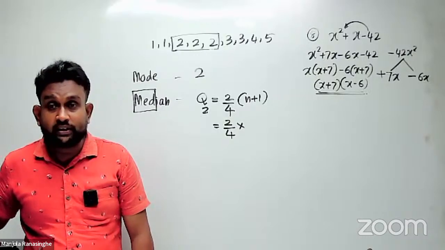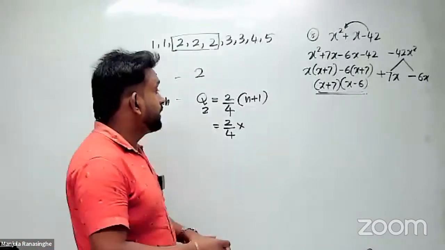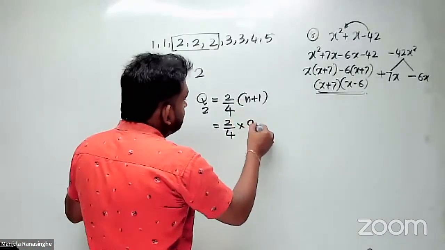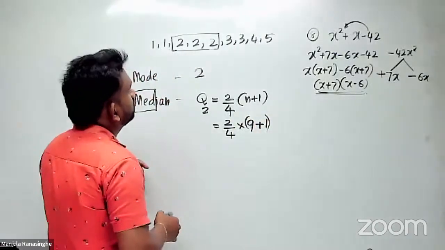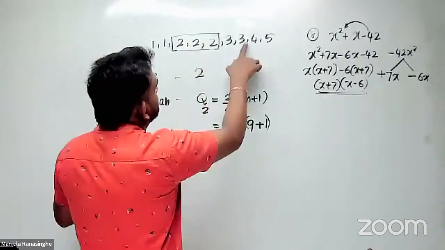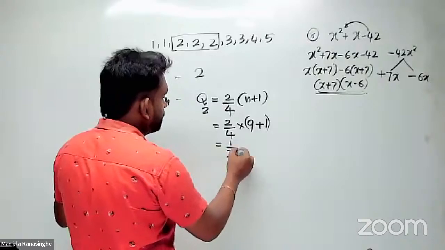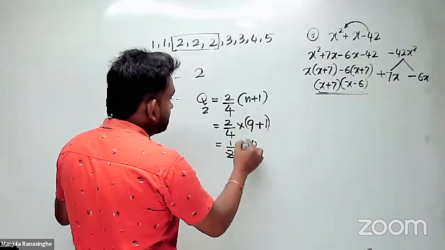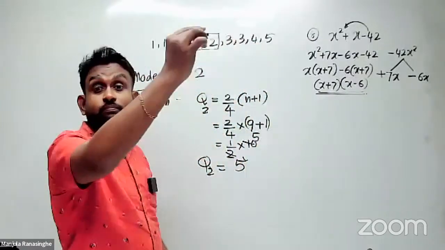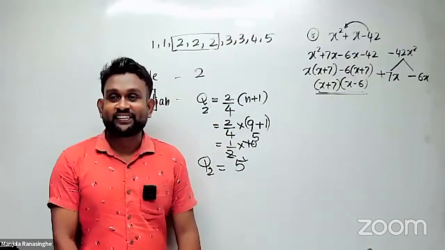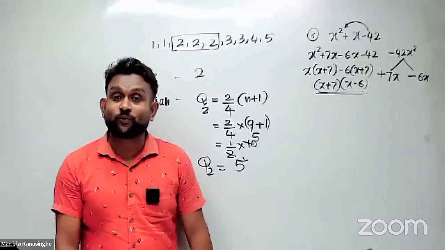Yes, 9th data there. Then n is 9 plus 1. Okay. So here that is 1/2 into 10. So that is 5. So Q2 equals 5, but that is incorrect. If somebody writes Q2 equals 5, that is incorrect.